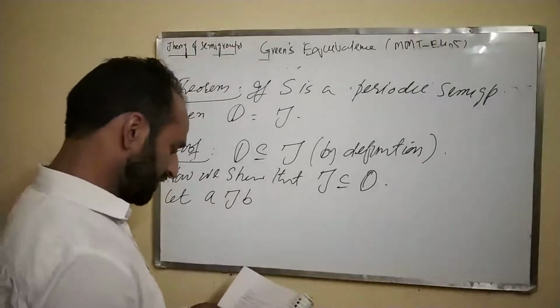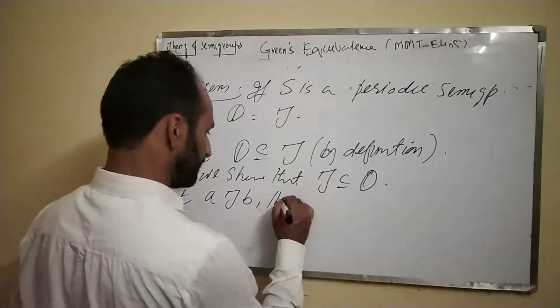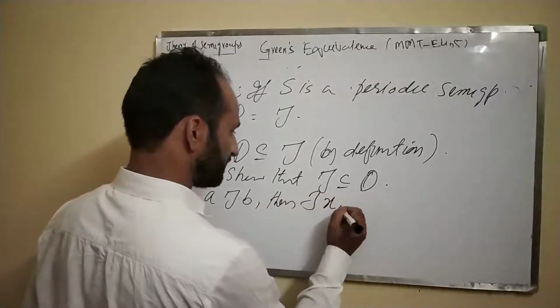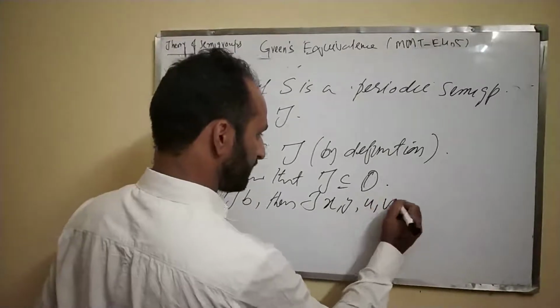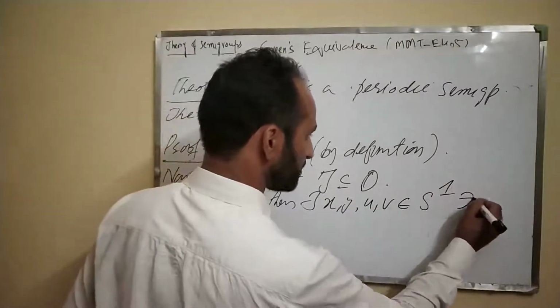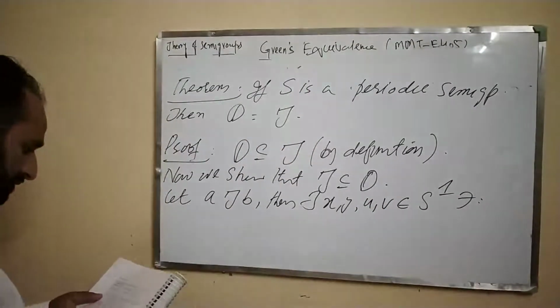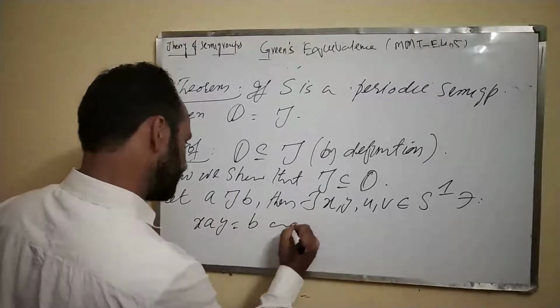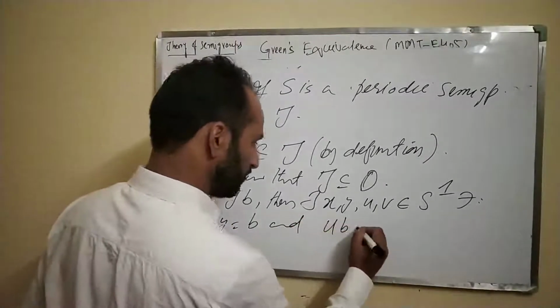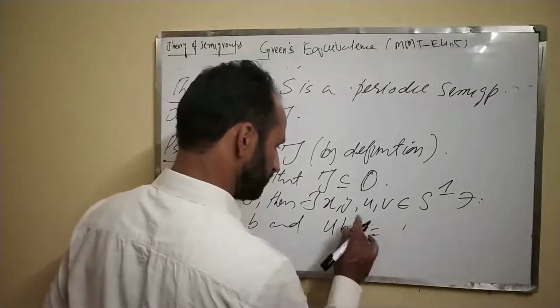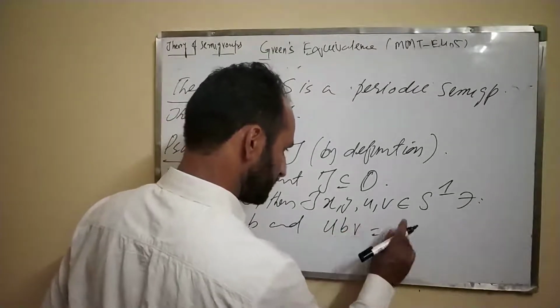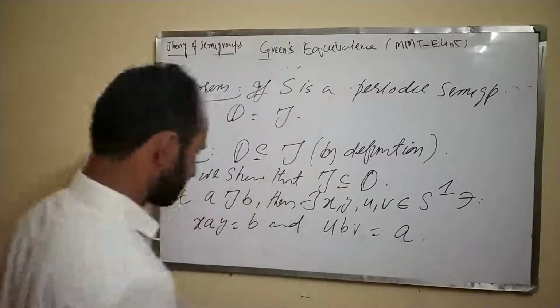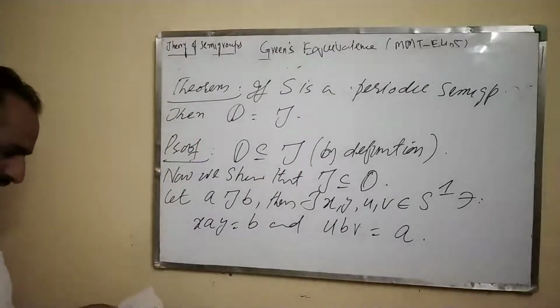Then there exist X, Y, U, V in S1, as we have seen, such that XAY is equal to B and UBV is equal to A. Okay, this is the definition.